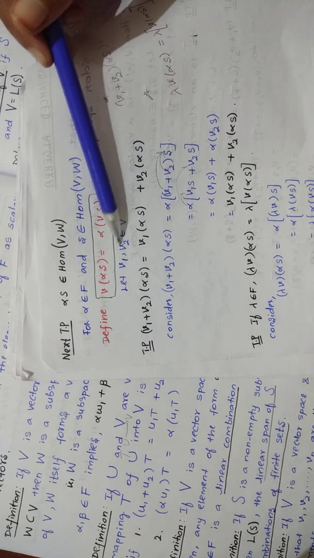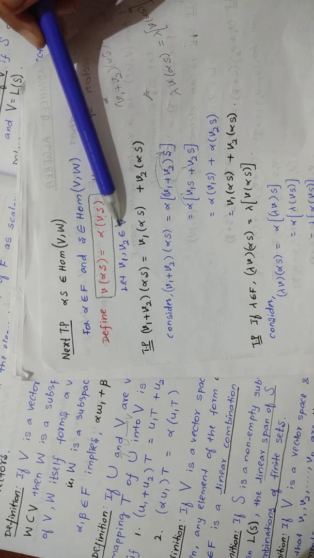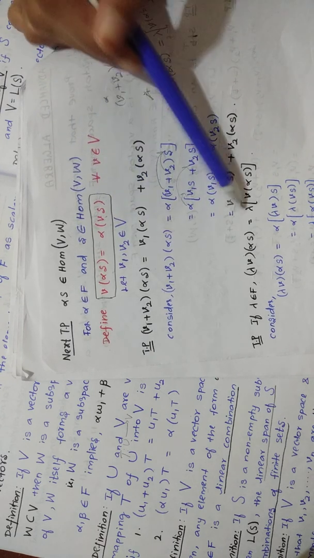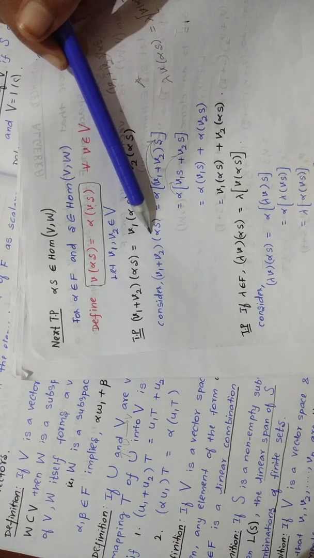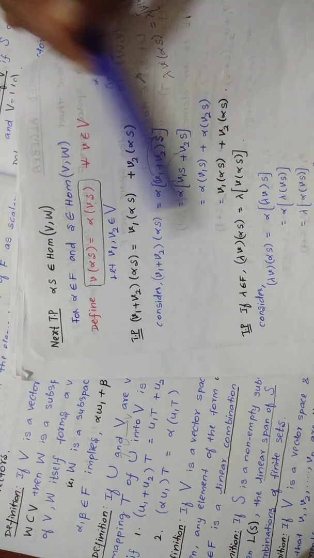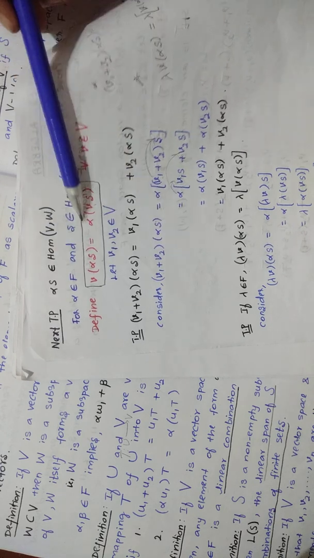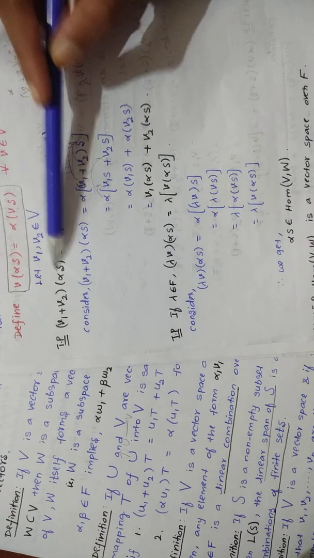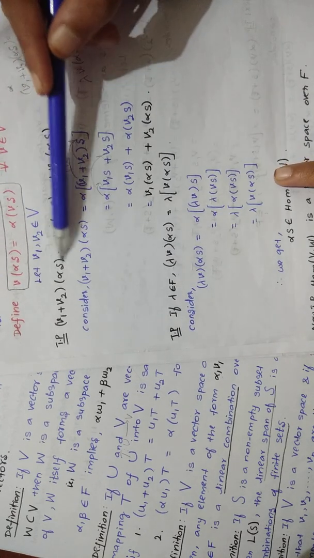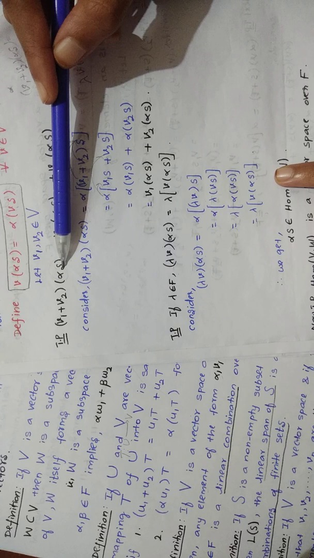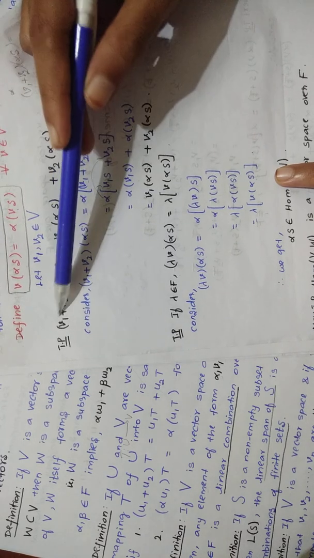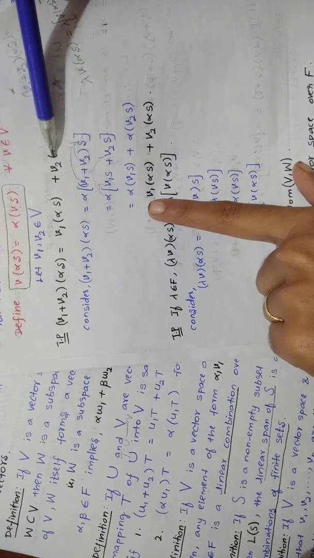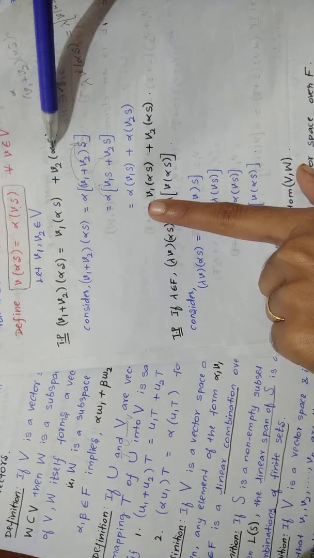Now we are taking two elements from the vector space V: v1 comma v2 belongs to capital V. We know that if you prove the two conditions for homomorphism, then you can say this alpha s belongs to homomorphism of V comma W. So to prove this, you have to say this element belongs to homomorphism of V comma W. That is why (v1 plus v2) of alpha s is equal to v1 of alpha s plus v2 of alpha s. This is what we are going to prove.